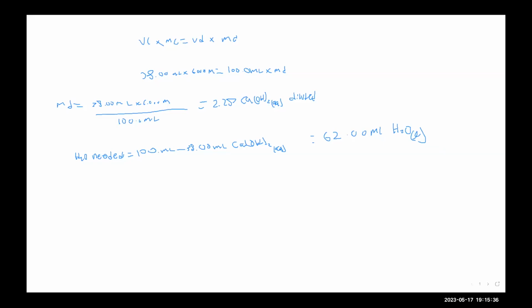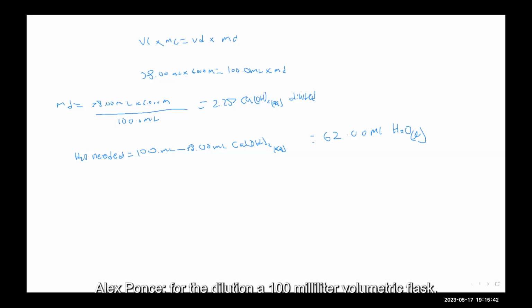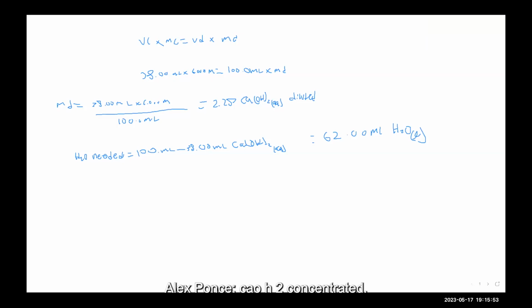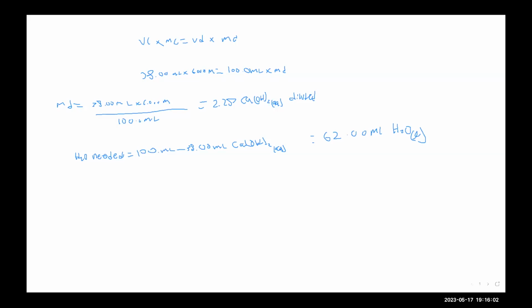And then to answer the question of the explanation, for the dilution you would need a 100 milliliter volumetric flask. You would fill it with this 38.00 ml of Ca(OH)2 concentrated. And then you would add the H2O to the marking point that is needed. And that gives you this diluted solution.